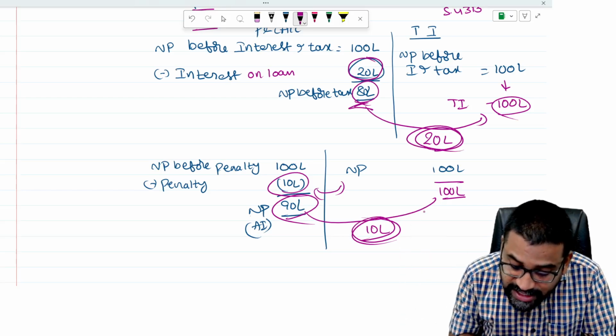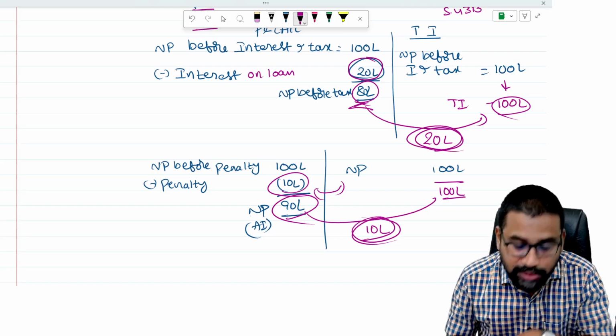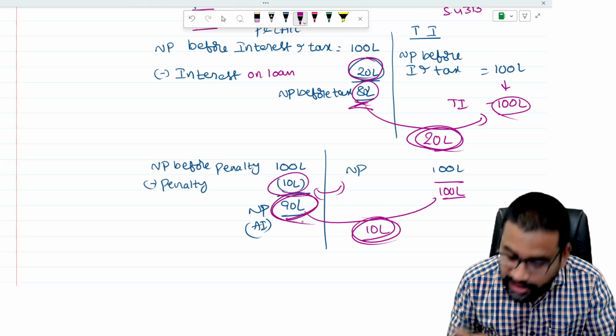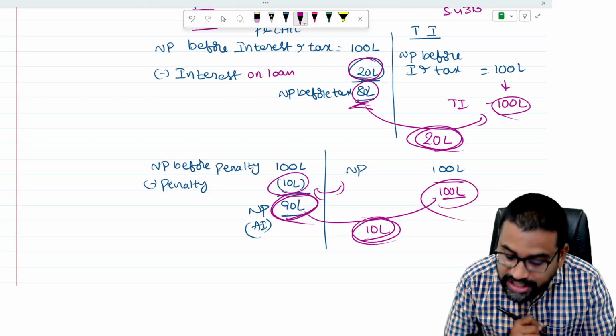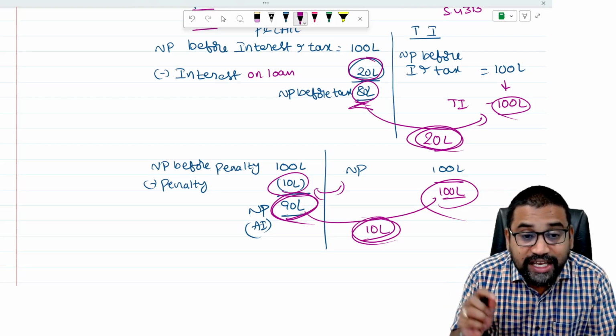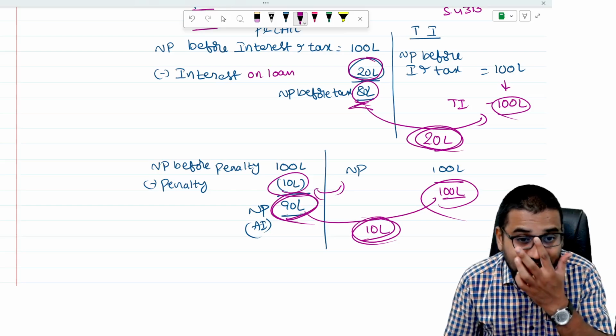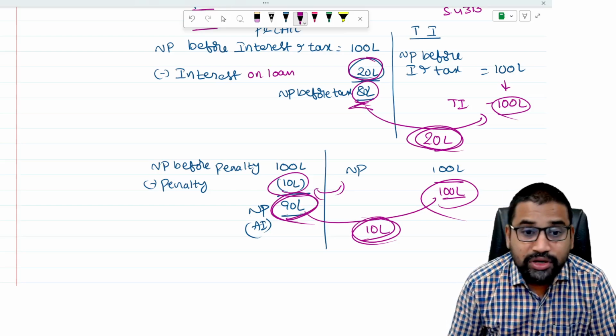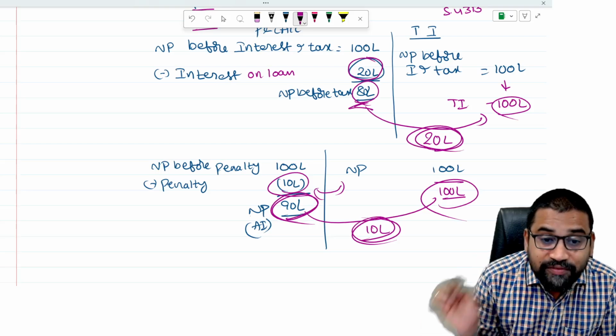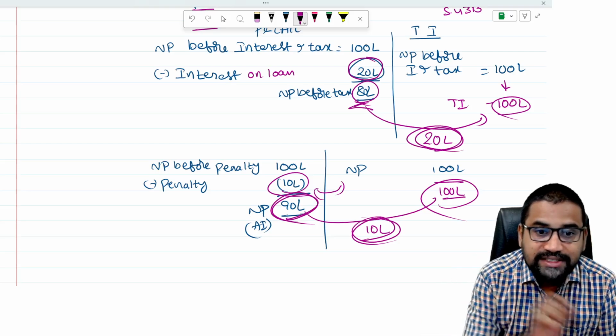So that means there is a difference between accounting income and taxable income. Your accounting income is 90 lakhs only. Your taxable income is 100 lakhs. So there is a difference of 10 lakhs. Now can I recognize deferred tax on these 10 lakhs? Answer is no. Because only timing differences will give you deferred taxes.